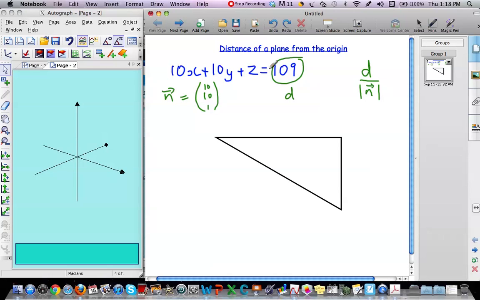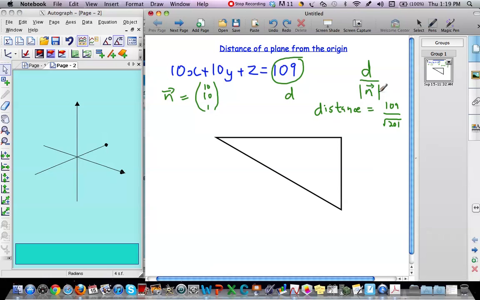And so in order to evaluate the distance, we simply take 109 and divide that by the magnitude of the normal. And in this particular case, therefore, our distance of the plane from the origin would be 109 divided by the square root of 201, which would be 10 squared plus 10 squared plus 1 squared, and that yields the distance. That's all you need in terms of finding a distance.